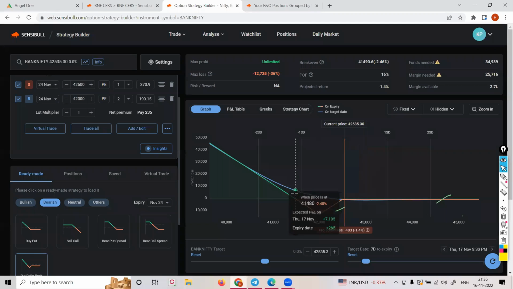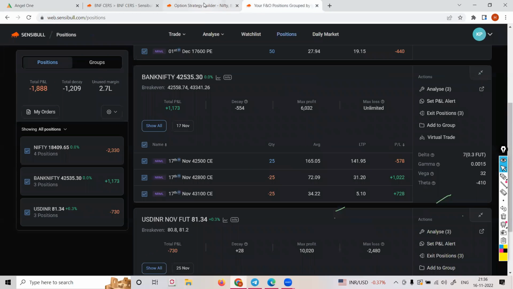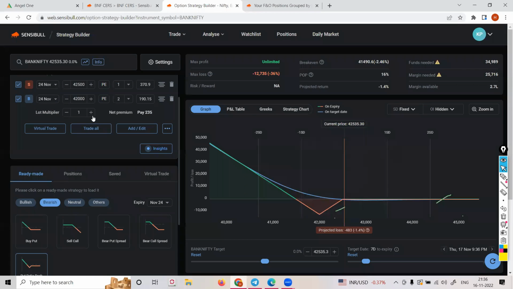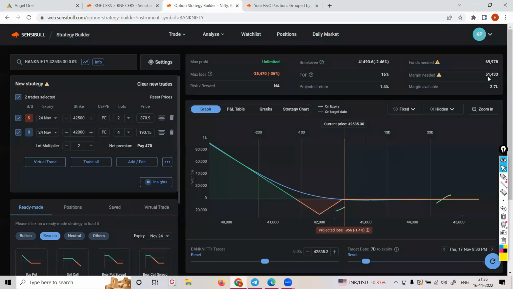Just imagine a 2% gap down, right? A 2% gap down will give you almost a profit of 5,360. Your loss in your original trade is zero. Ideally, what I do is I go for two quantity. End up with what capital it requires.